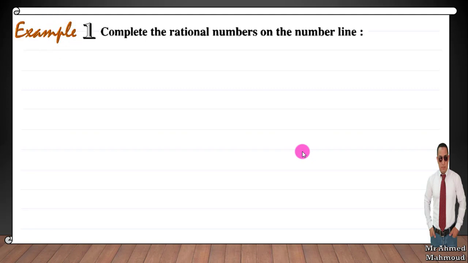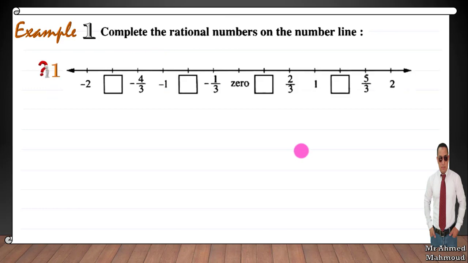Complete the following numbers on the number line. Number 1. Now we have a number line like this. Okay, by looking carefully, the numbers are divided by 3. So here we have negative 4 over 3. So this is negative 5 over 3. Negative 1, which is negative 3 over 3. So here we have negative 2 over 3. Negative 1 over 3. 0. 1 over 3, 2 over 3, 3 over 3, 4 over 3.